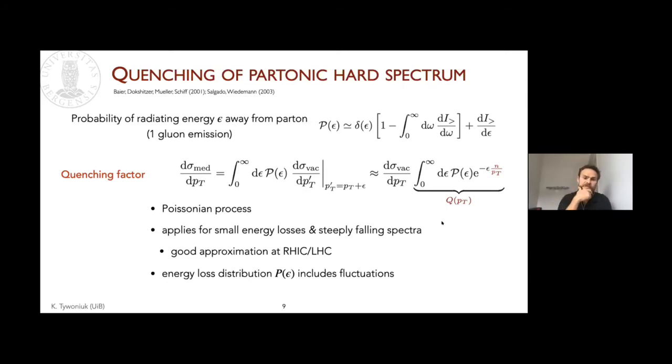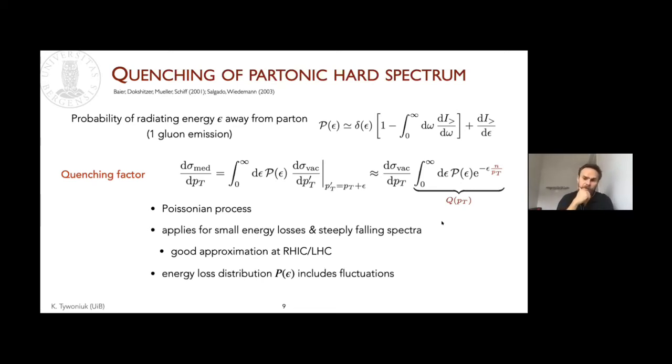However, since the spectrum is steeply falling, and since pT is much bigger than the typical epsilon value, typically pT can range up to a TeV at the LHC, and epsilon would be of the order of a typical gluon energy in this distribution, which we will actually show later, that is pretty small, of the order of a couple of GeV.